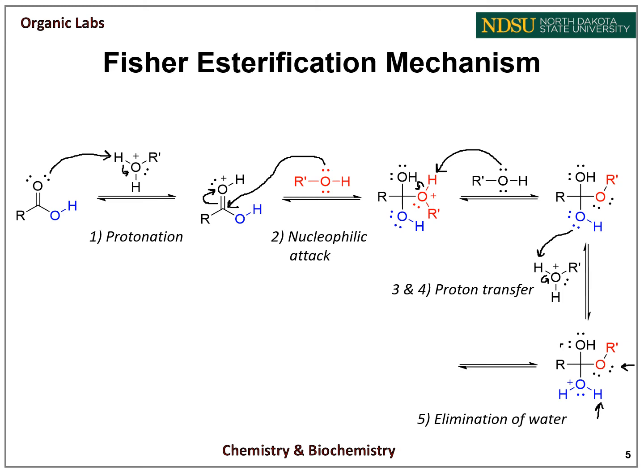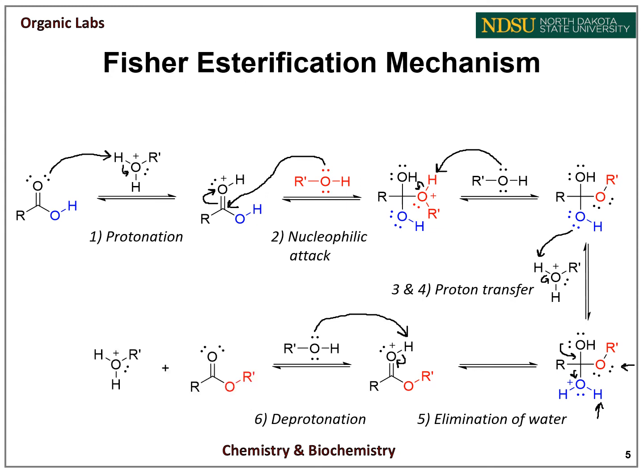Now what can happen is that these electrons can move here to form a double bond, which causes water to leave, which is due to the positive charge on the oxygen atom. And the final step is a deprotonation step, where an alcohol molecule can remove this proton, leaving these electrons behind on that oxygen, giving us our ester product.